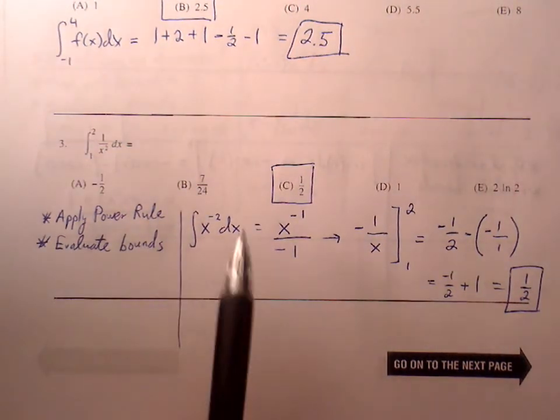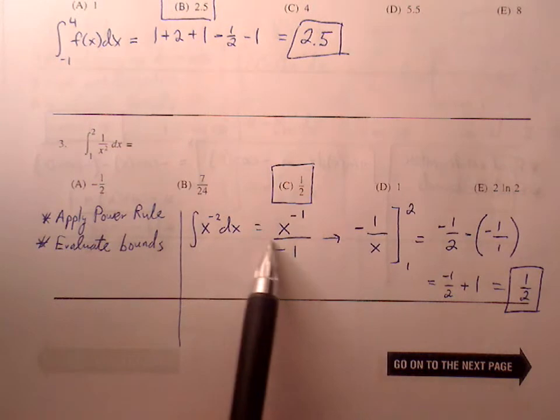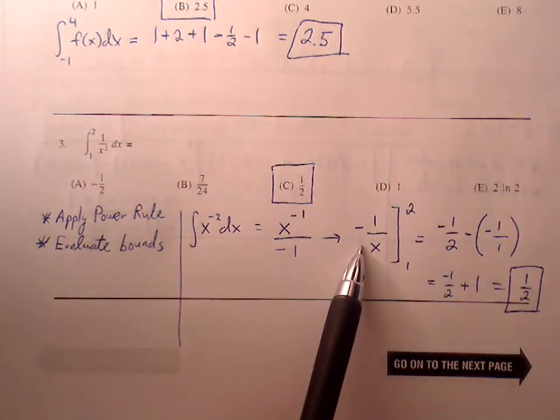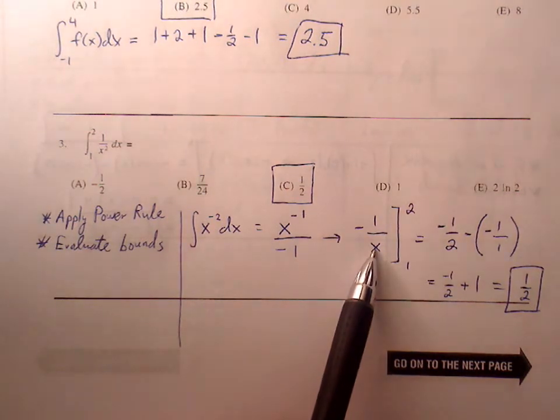We apply the power rule: add 1 to the exponent, divided by that new exponent. So x to the -1 over -1, which cleans up to be -1 over x. Now we can plug in the upper and lower bound.